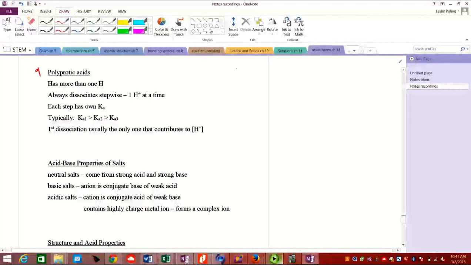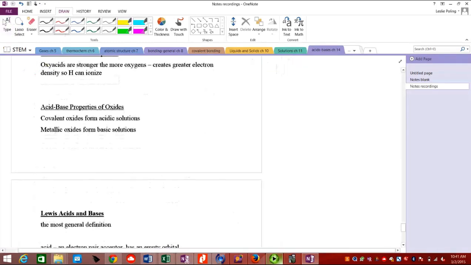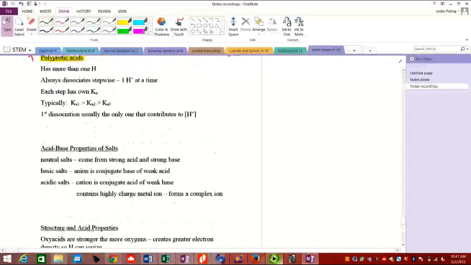I titled this section of recording odds and ends. It's a lot of little short snippets of information. So, polyprotic acids have more than one hydrogen, and they dissociate stepwise.